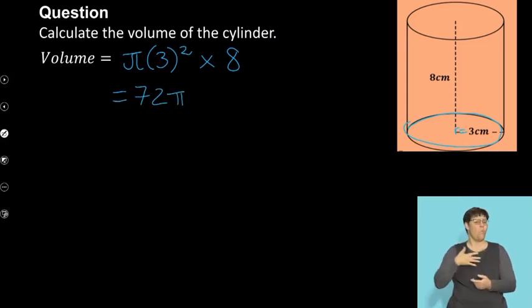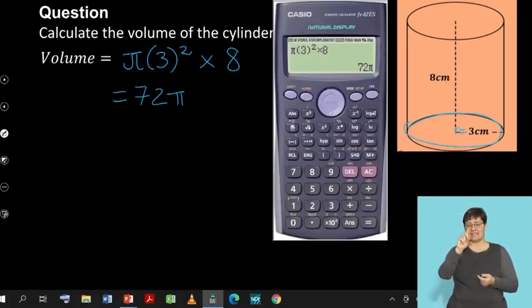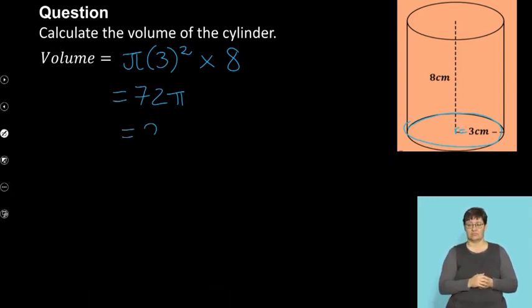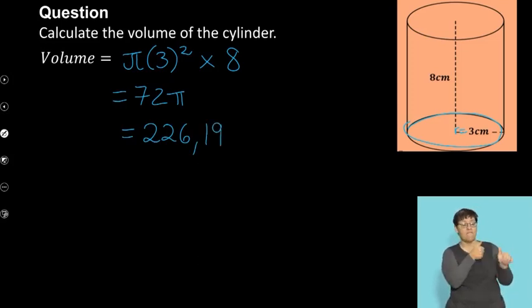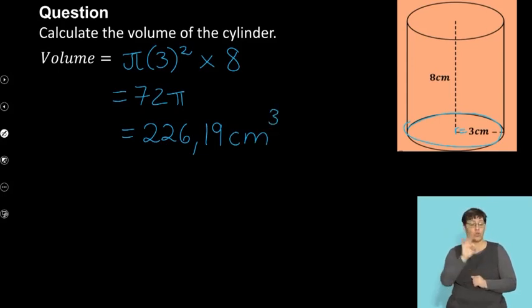But if I want to simplify this into units, I press my SD button, and it's going to give me 226,19. And I've rounded to the second decimal place. In your test, you'll be following the instruction with regards to the rounding that you need to use. So it's going to be 226,19 centimeters cubed. Again, we're saying cubed because this is a volume. It has a capacity of 226,19 centimeters cubed. Great. Let's have a look at the next example.